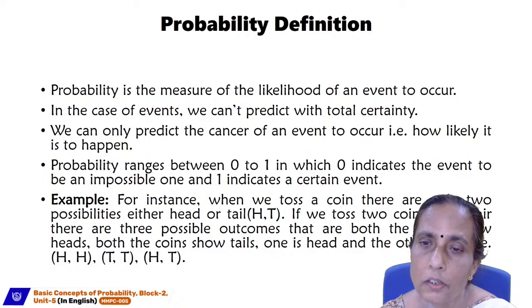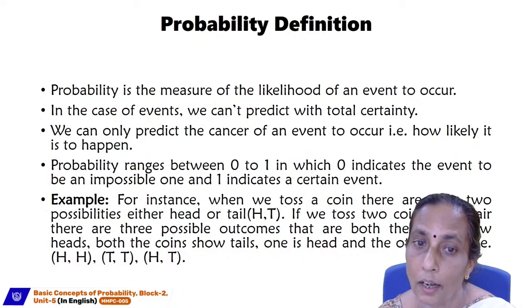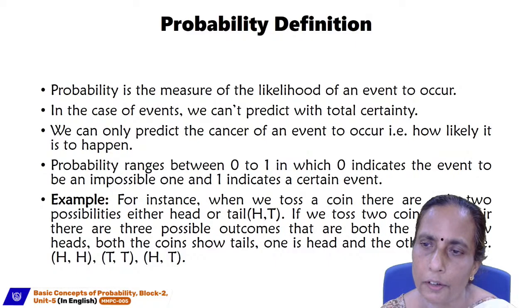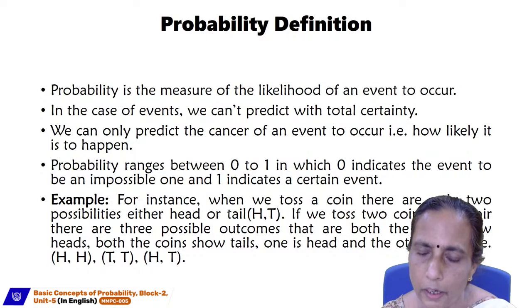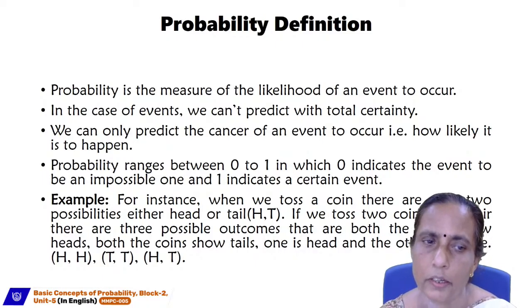It is basically the measure of likelihood of an event to occur. We can't say that certainly it is happening. So, what is the percentage of probability of happening that particular event? So, probability is the measure of the likelihood of an event to occur. So in case of events, we basically can't predict with total certainty. We can only predict the chance of an event to occur. That is how likely it is to happen. We can't say when it will happen, how long it will stay, when it will go, but only we can say how likely it is to happen.